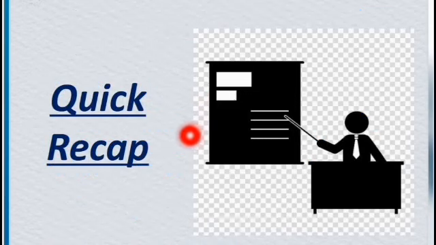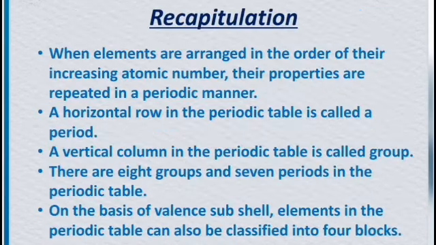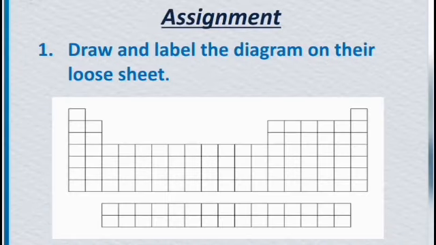Now here I have a very quick recap for you. When elements are arranged in the order of their increasing atomic number, their properties are repeated in a periodic manner. A horizontal row in the periodic table is called a period. A vertical column is called a group. There are 8 groups and 7 periods in the periodic table. On the basis of valence subshell, elements in the periodic table can also be classified into 4 blocks: S, P, D and F blocks. Now here students, I have an assignment for you.